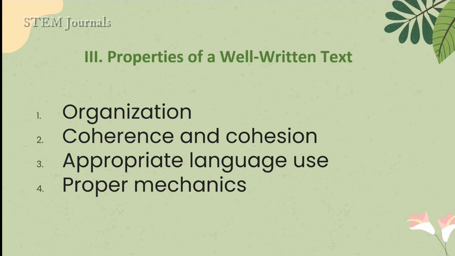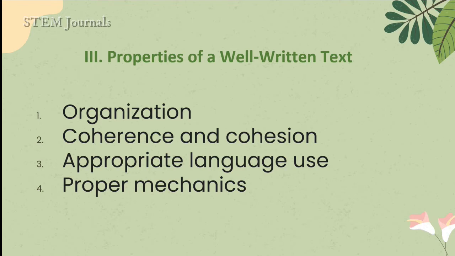Okay? Number 1 is organization. Number 2 is coherence and cohesion. Number 3 is appropriate language use. And number 4 is proper mechanics. So, sana medyo nagre-ring ng bell itong mga ito sa isip nyo ngayon. Kasi for sure, nabanggit na yan, lalo na yung coherence and cohesion na maraming nalilito dyan before. Okay, so kung nalilito pa rin, tignan natin baka ngayon luminaw na.